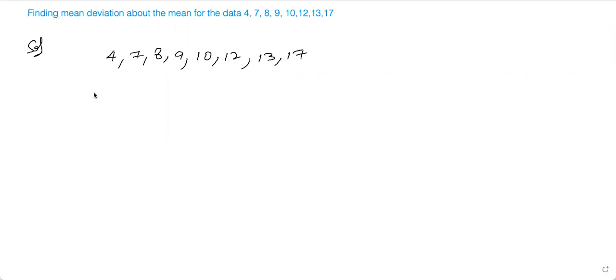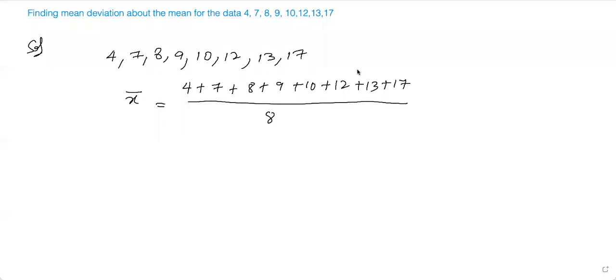So the mean of the data, which is represented by x bar, would be the sum of all these: 4, 7, 8, 9, 10, 12, 13, 17, divided by 8. This is 80 by 8, which is 10. So we found the mean of the data.